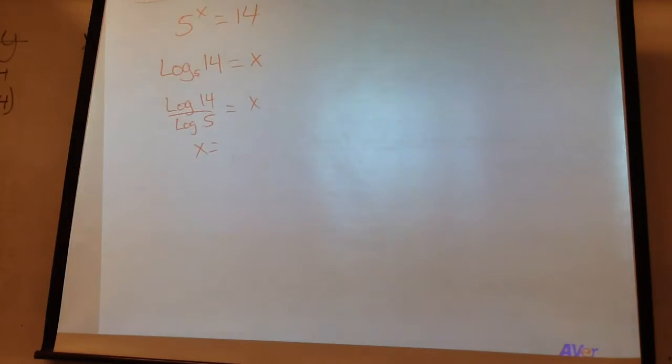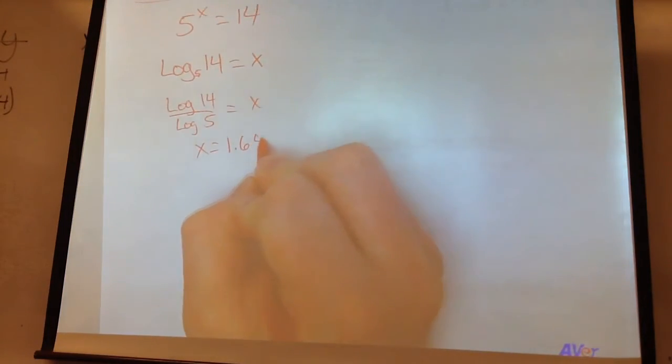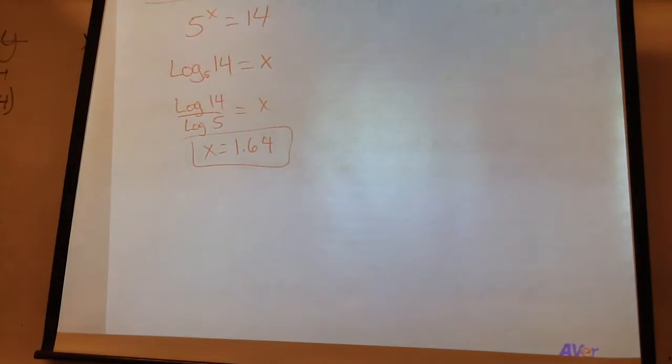1.63. I heard somebody was already your number one. Would you do the little squiggly equal sign? So finally, approximately equals 1.63973851. Would you do the little squiggly equal sign if it's approximately? That's what that means, right? Yeah.